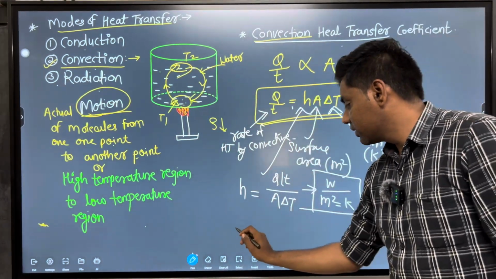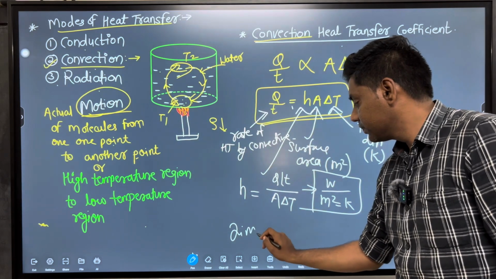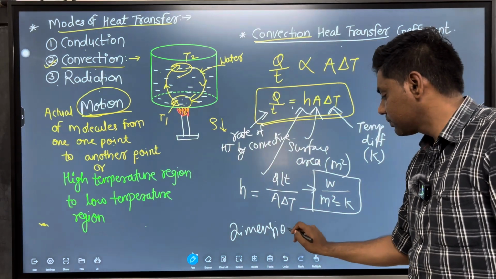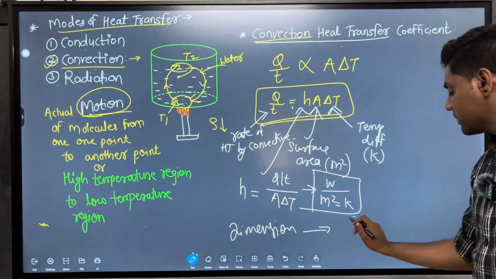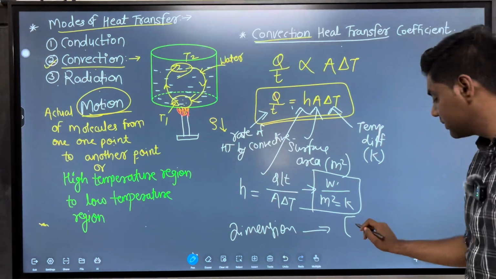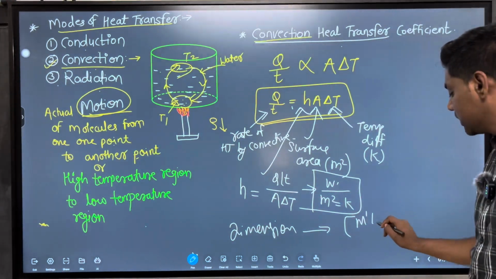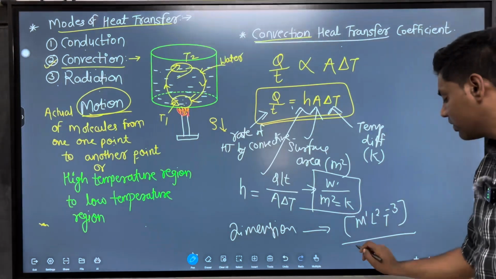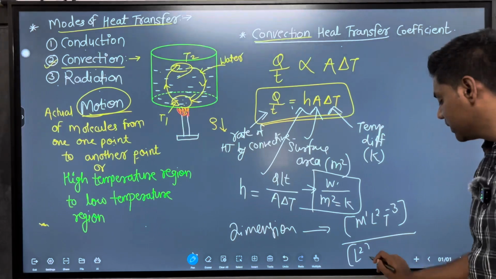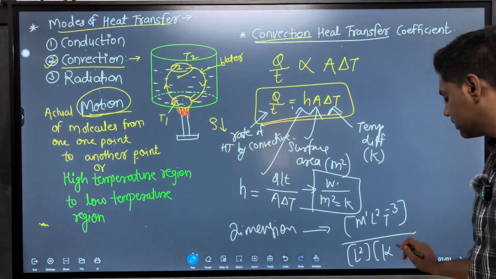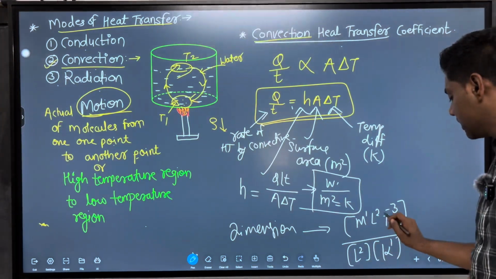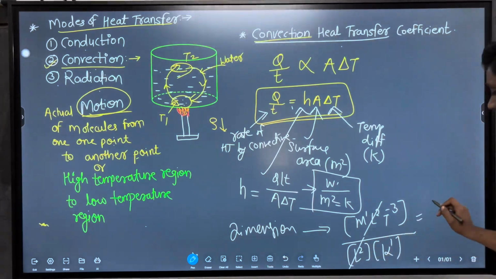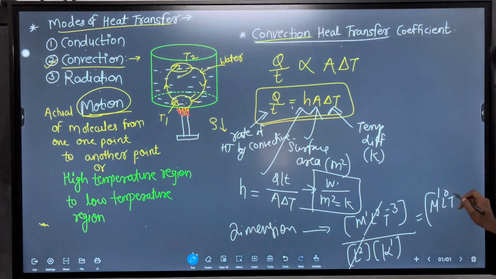We have to calculate the dimension. So very simple, as we know the dimension of watt is M1 L2 T^-3, the dimension formula for area is L2, and the dimension formula for Kelvin is K1. So L2 gets cancelled, and we get M1 L0 T^-3 K^-1.